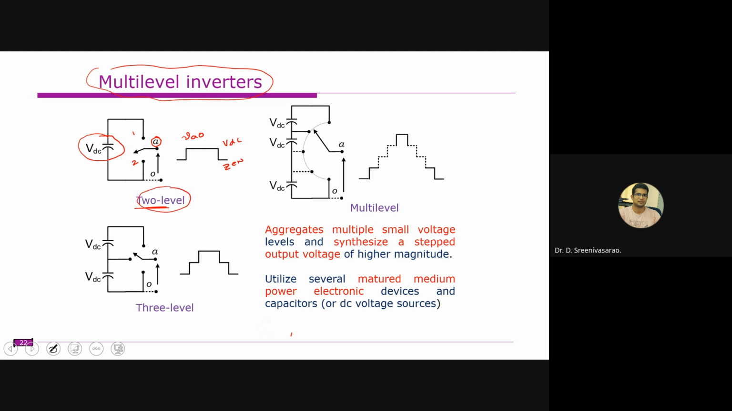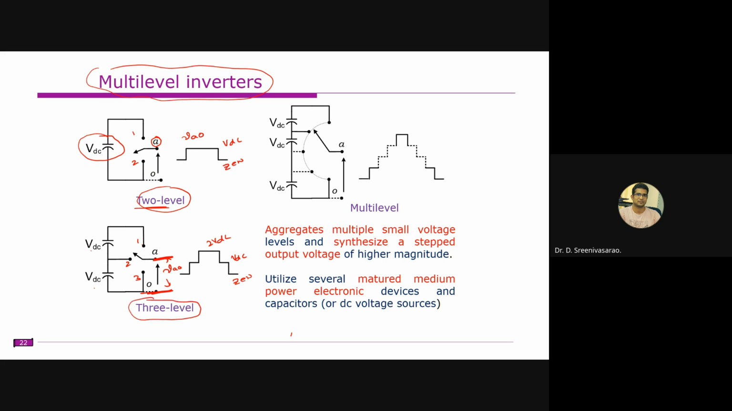Similarly, now we have two DC sources, and there is a split between these DC sources. The top one is VDC and the bottom one is also VDC. Right? We now have three positions: 1, 2, 3. If A is connected to 1, from this place to this place we are measuring voltage. This is VA0. Now you will get 2 VDC if it is position 1. If it is position 2, you will get VDC. If it is position 3, you will get 0 voltage. Understood? So that means you are getting 3 voltage levels.